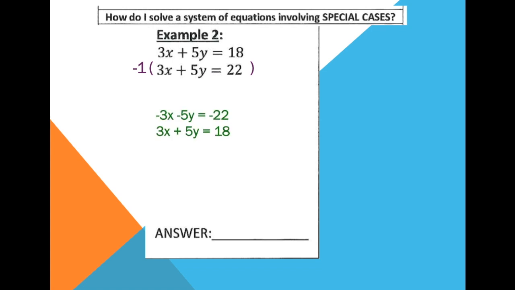That leaves me with -3x and +3x. I can eliminate. So after we do our elimination, we have 0. Okay, let's go ahead and add. 0 = -4. Does 0 equal -4? That is a false statement. Therefore, we can conclude that this is no solution.